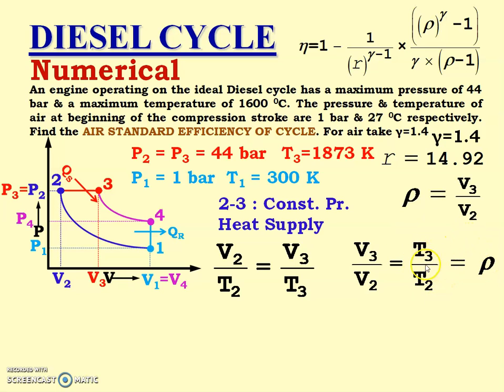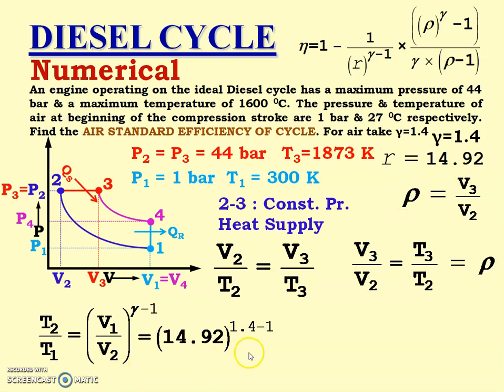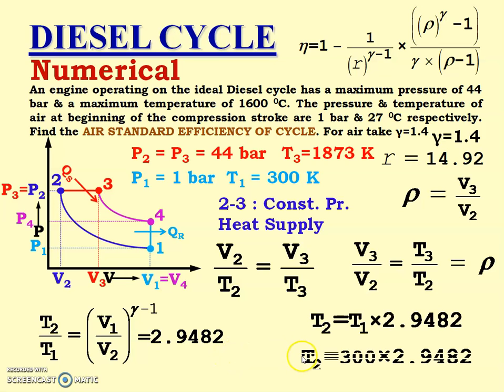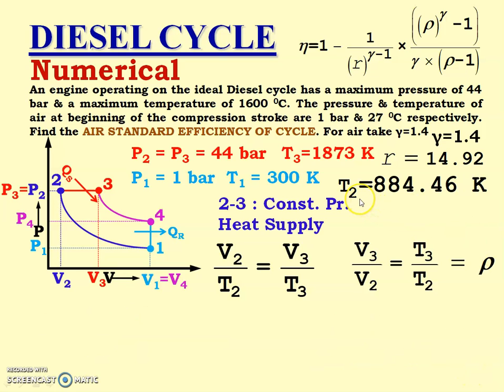T3 given in the numerical, T2 not available with us. So we have to calculate it. So again using the relationship between PV and T for the process number 1 to 2, T2 by T1 is equals to V1 by V2 raised to gamma minus 1, where V1 by V2, that is R 14.92 we have. Putting the value, we are going to get T2 by T1 is equals to 2.9482. So T2 is equals to 2.9482 multiplied by T1. And calculating, T2 is equals to 884.46 Kelvin. So we have got the value of T2 also.